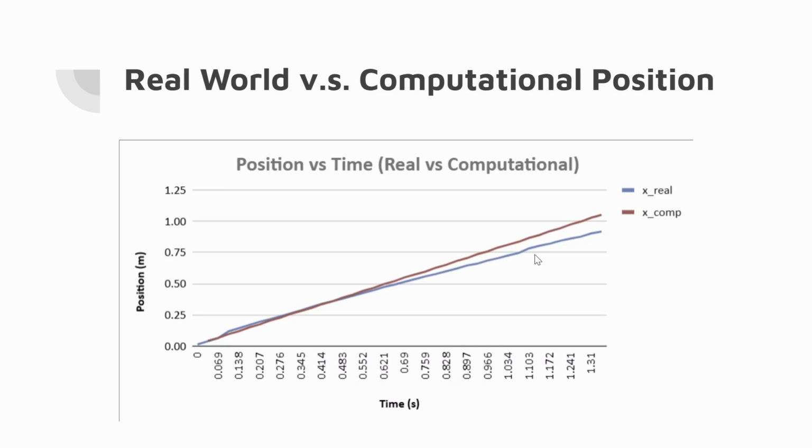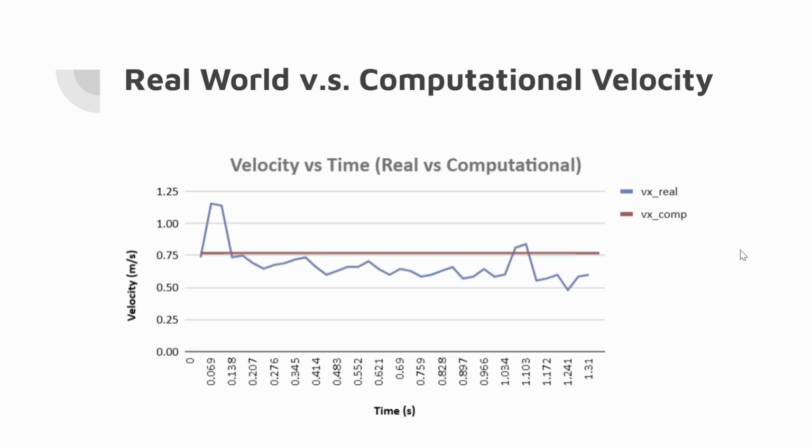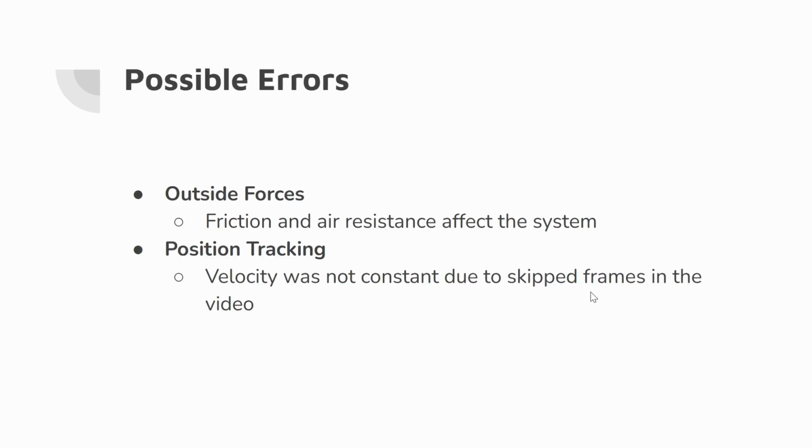Now, the real-world versus computational position graph is as shown. The computational position was slightly higher at the end than the real position, and we'll get into why that may be later. And for the computational velocity versus real-world velocity, we see that the computational velocity is constant throughout the entire experiment, while the real-world velocity that we observe from Tracker is very inconsistent, and it starts high and ends low.